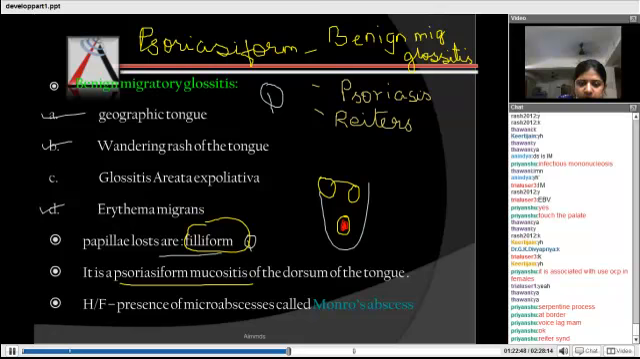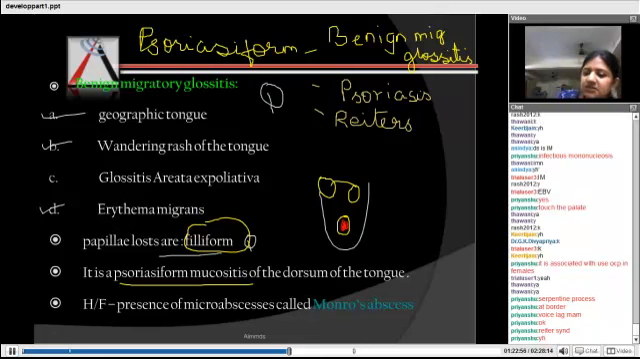I hope all of you got it. Psoriasiform lesion means it's like psoriasis. They have a similar histological feature. And there are three conditions which come under psoriasiform lesions, which has been an important MCQ. So please get familiarized with it and make a note of it in your keynotes. The three conditions that come under it are benign migratory glossitis, psoriasis, and Reiter's syndrome.